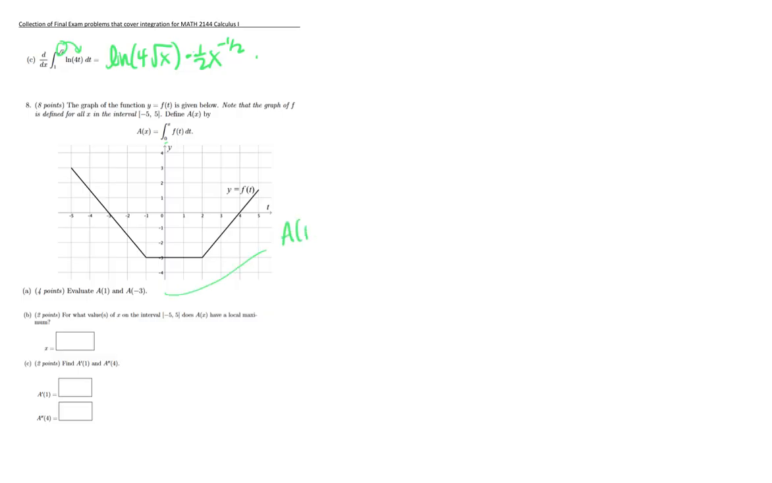So a of 1 will be the integral from 0 to 1 of f of t dt. So that will be this area here. So it'll be a rectangle, 1 times -3. So that area is -3.